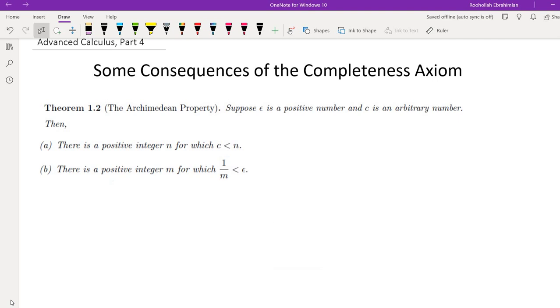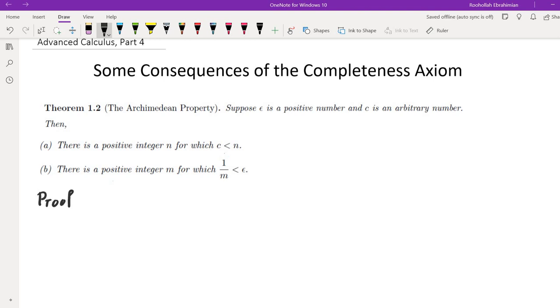What the Archimedean property essentially tells us is that if you take the set of all positive integers, there is no upper bound for that set. In other words, if you take a real number c, then there is a positive integer n that is more than c. And if you take some positive number epsilon, there is some positive integer m such that 1 over m is less than epsilon. The second part of this theorem easily follows from the first part.